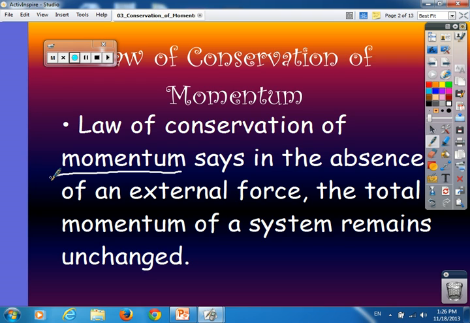Just in the absence of an external force, the total momentum of a system remains unchanged. Basically what that means is all the momentum you had before a collision or an interaction has to equal all the momentum after. As long as it is in the absence of an external force, there's nothing outside influencing it going to change us up.